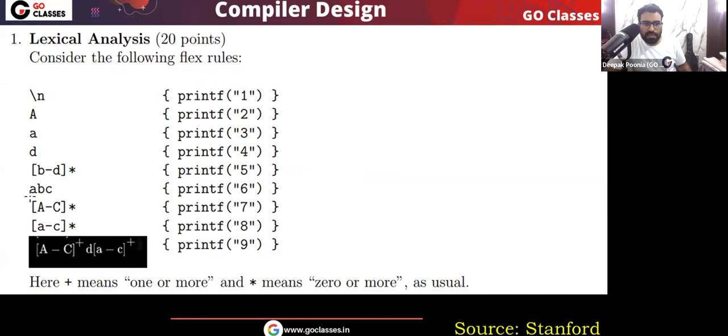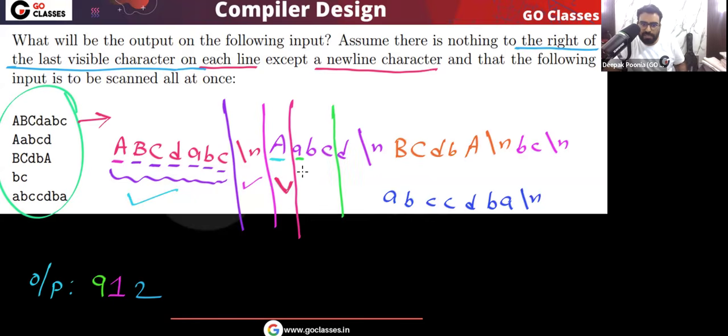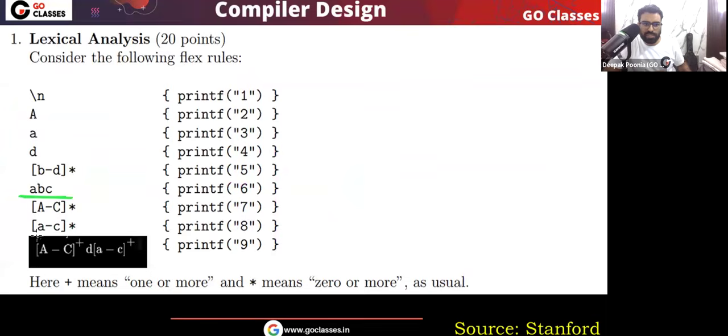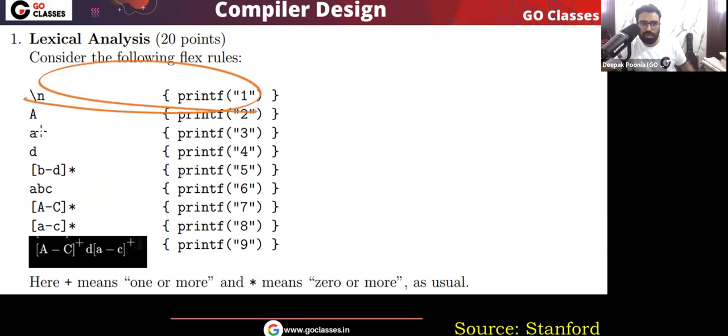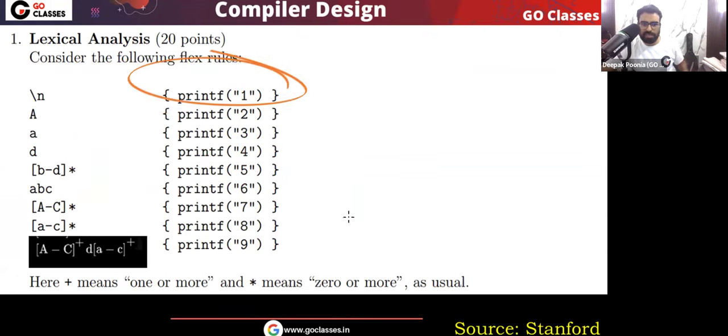So I will go back to the last match. The last match is small ABC. For small ABC, this is also matching, this is also matching. So this has higher priority. So I will print token 6. Then there is D here. After that, there is new line character. Remember, I told you new line character is not part of any rule except the first rule. So for the new line character, always this token 1 will be generated.